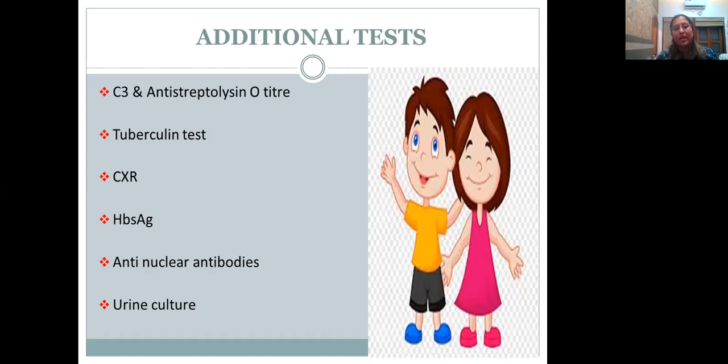Next we have to do HBsAg, because HBsAg or HBV infection is quite commonly associated with nephrotic syndrome in children. HIV test has to be done. Then anti-nuclear antibodies is mainly for the autoimmune causes like SLE. And even we have to rule out HSP. Then other thing is urine culture, if at all UTI has been suspected.